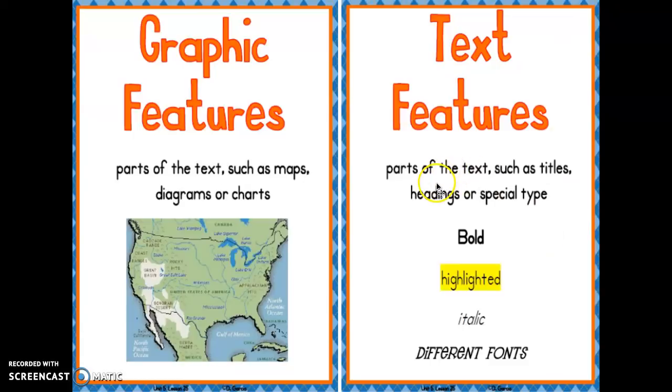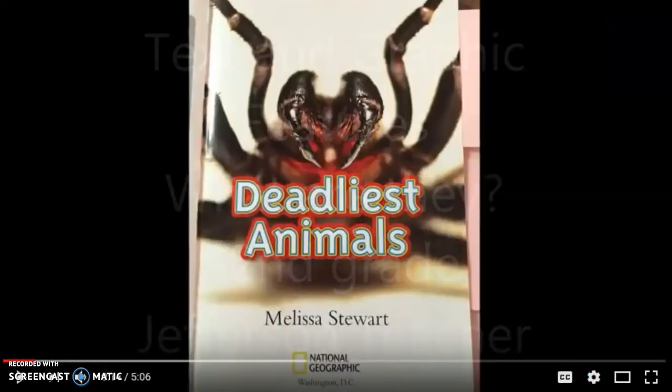Those are the parts of text such as titles, headings, or special fonts that the reader can examine to learn the information from the story a little easier. So, we're going to go ahead and watch a quick video that's going to review the different text features so that you guys can practice identifying them. And then you guys will have a little practice activity to show me that you can identify these important text and graphic features. Okay, so we're going to go ahead and start the video.